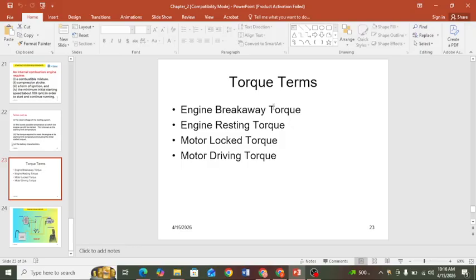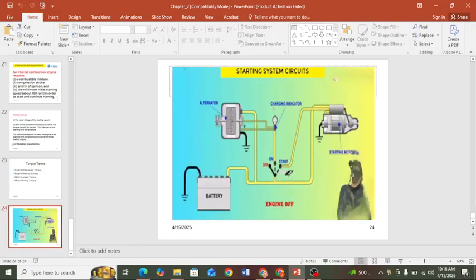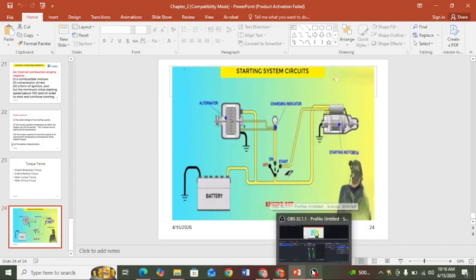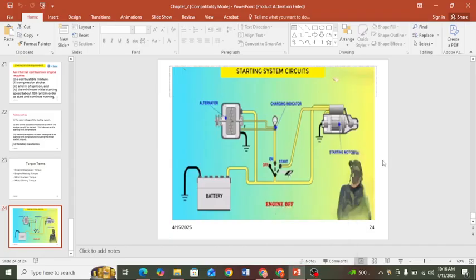Next, this image shows the starting system, which is helpful for generating electricity, and it is transferred to the charging indicators and any other accessories, which can be maintained with the help of electrical energy.